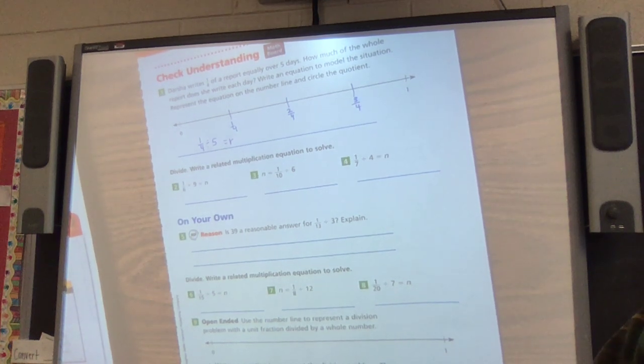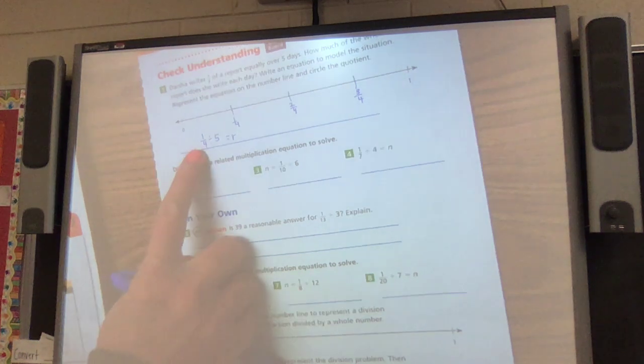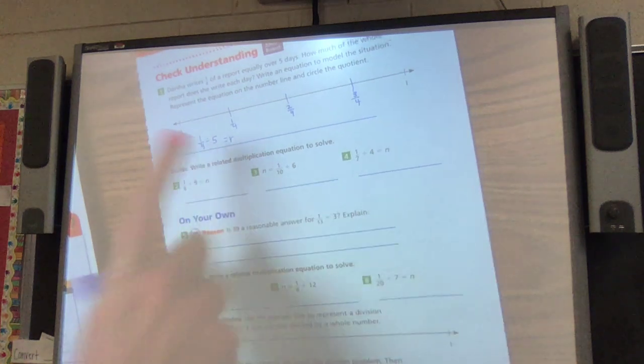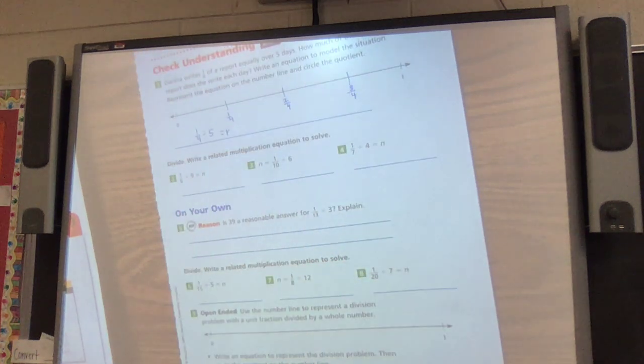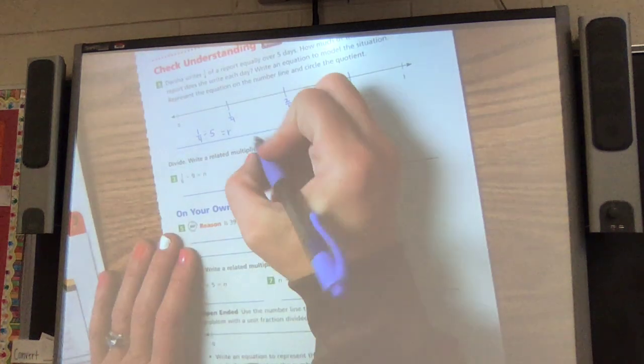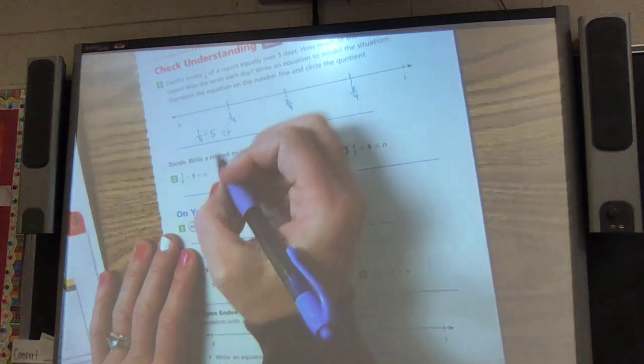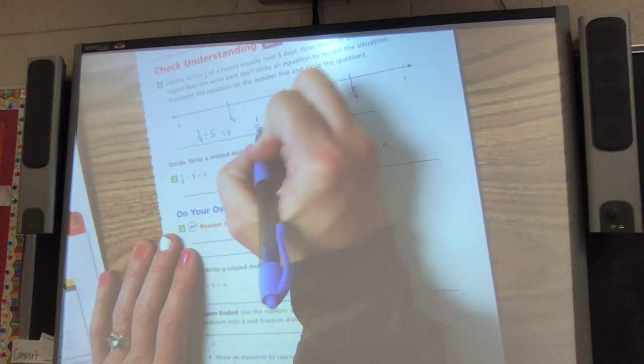One thing I definitely want y'all to keep doing is thinking about what makes sense. Should my answer be bigger or smaller than 1/4? It should be smaller, because I'm taking my 1/4 and I'm dividing it into 5 equal parts. So they're going to be smaller than they were. So I know that that's 1/20.